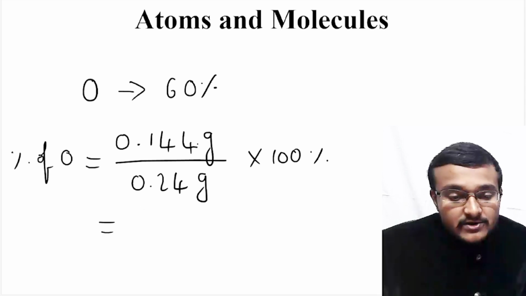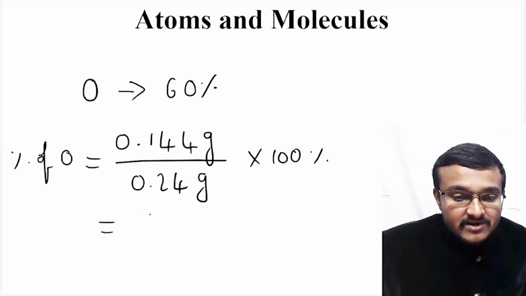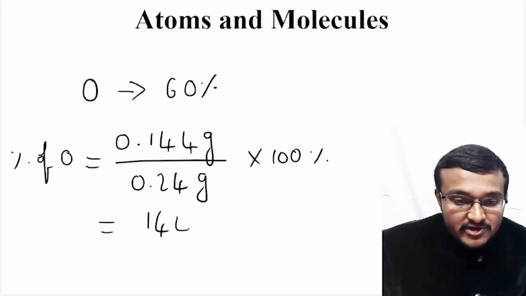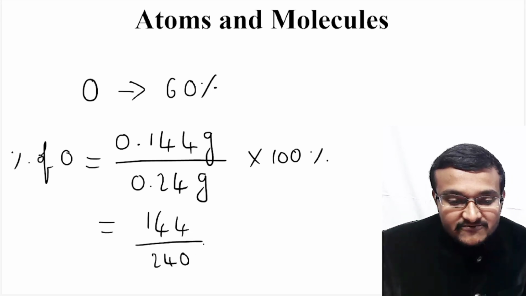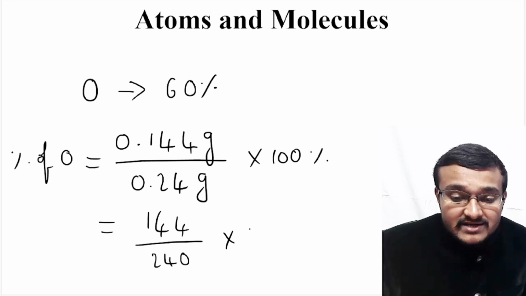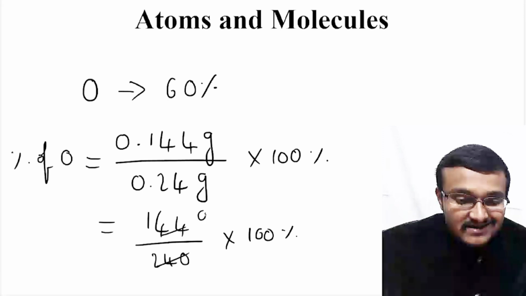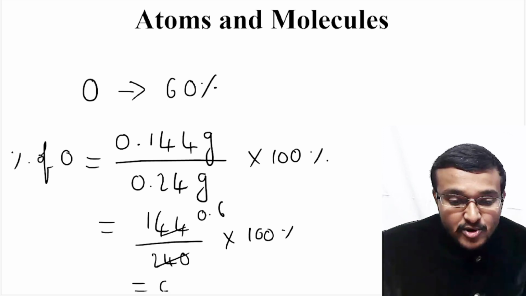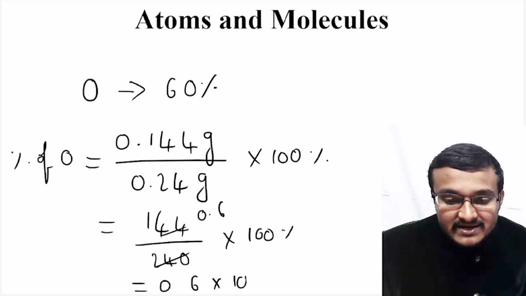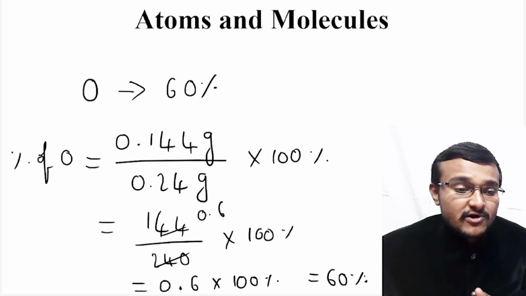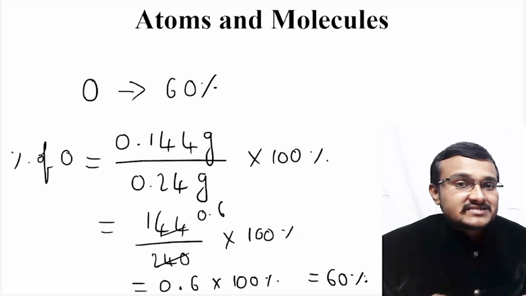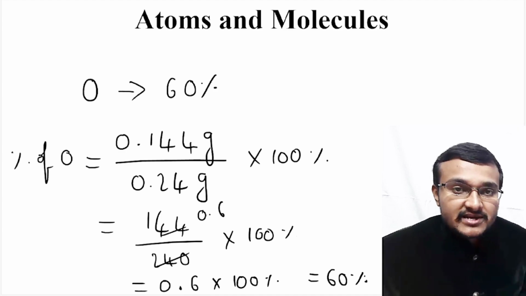So now you can again multiply this with 100 or 1000. So it will be 144 divided by 240. So now again if you do calculations, you will get 0.6 as your answer. So 0.6 into 100 percentage will be 60 percentage. So 60% is the answer for percentage of oxygen present by weight in this particular compound.